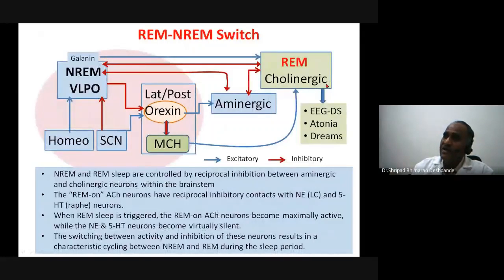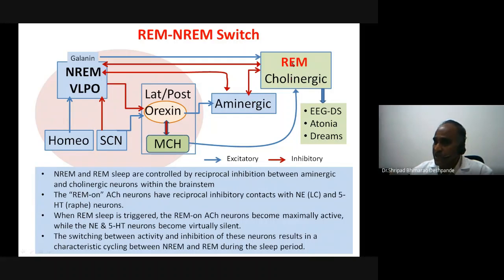Now, coming back, the NREM and REM switch, I will try to revise. The NREM and REM switches are controlled by reciprocal inhibition. This is the NREM switch. This is the REM switch. This is a cholinergic component, the pedunculopontine nucleus and the laterodorsal nucleus in the reticular formation. This is there in the VLPO in the hypothalamus. These are the two switches. Now, the REM on, that is this one, has a reciprocal inhibitory contact with the raphe nucleus, that is aminergic neurons. These are aminergic neurons. They have reciprocal interactions.